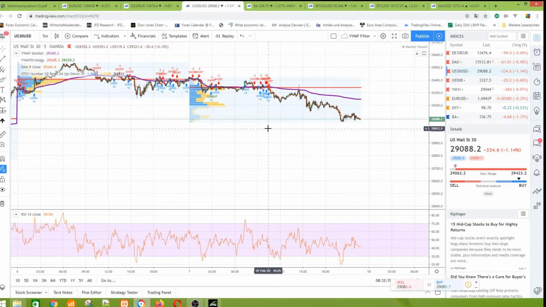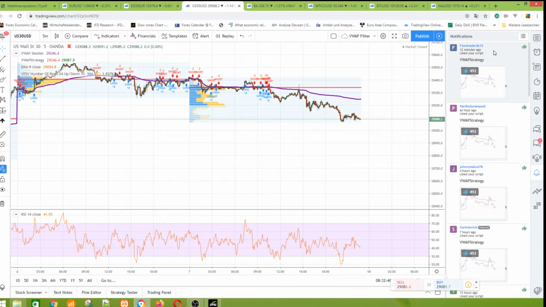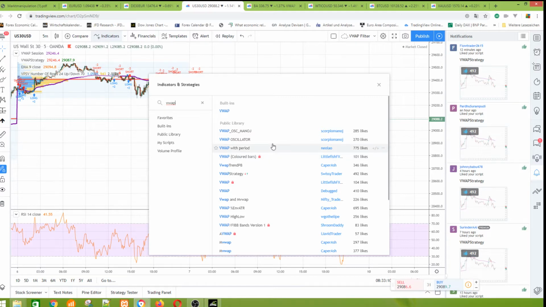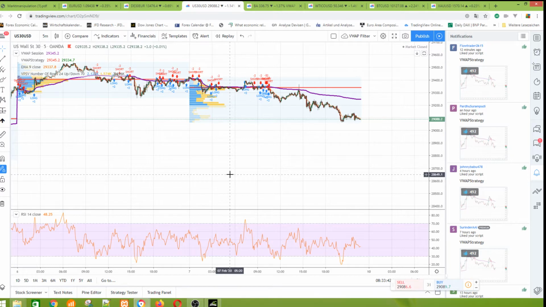And now I want to look at the VWAP strategy. You find this at tradingview.com. You just put it in with indicators and look for VWAP. You find the VWAP strategy with 492 likes. It's the second best. It has some others. I didn't check this, but this VWAP strategy works well. Every minute I get a new like. And let's look at this strategy with these assets.